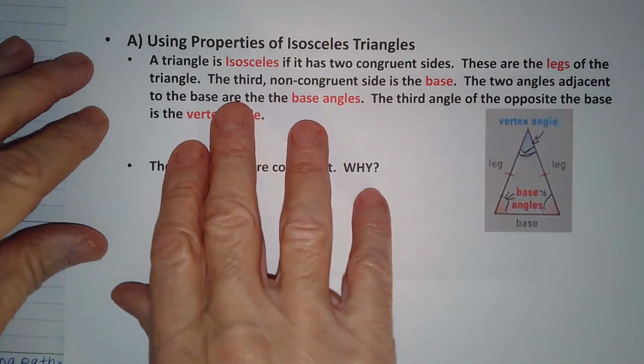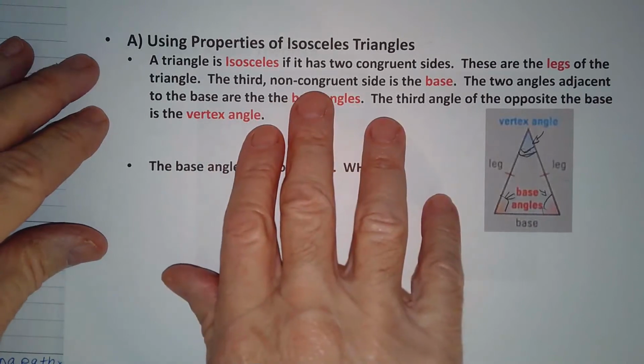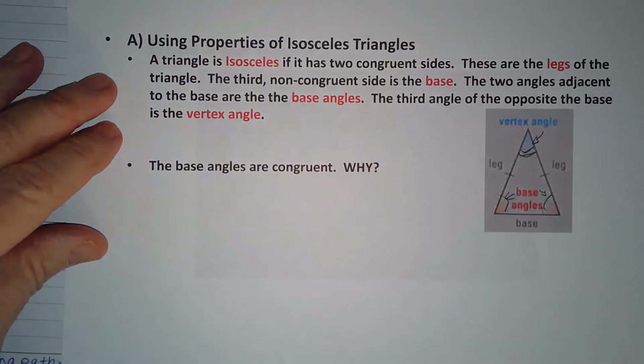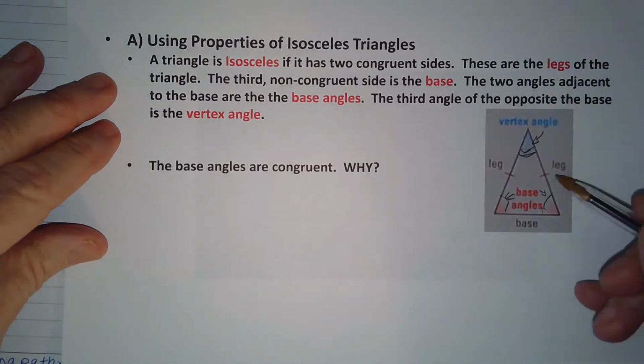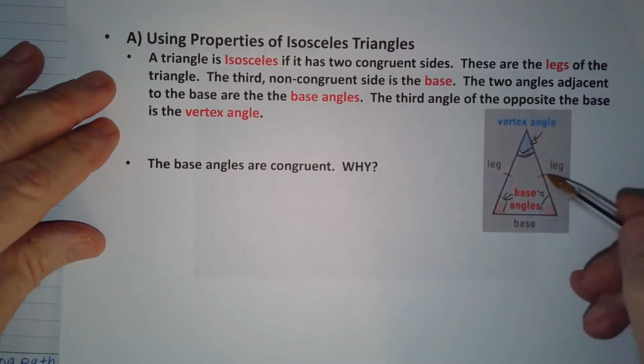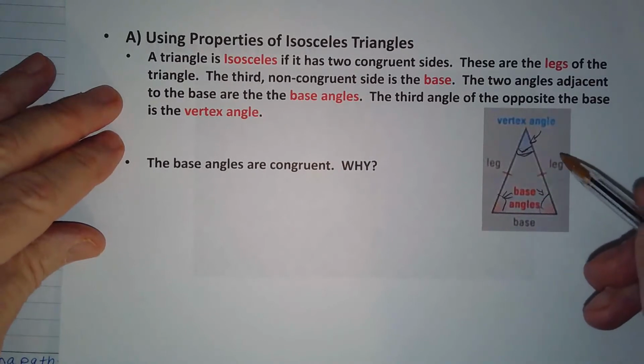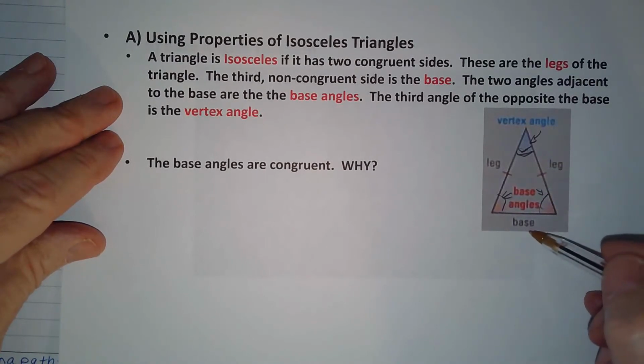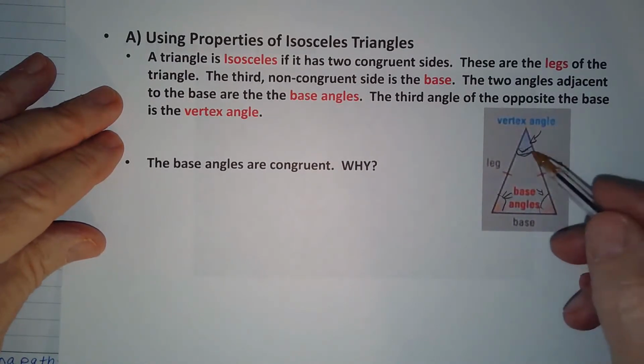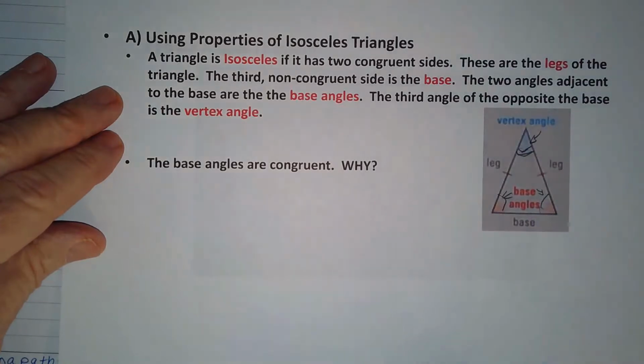Here we're looking at the properties of isosceles triangles. A triangle is isosceles if it has two congruent sides. So here's a picture of an isosceles triangle, and you'll see the two legs are congruent. They have tick marks showing it, and they're called the legs. The third non-congruent side is called the base, and the base is always opposite the vertex angle, which is up here.